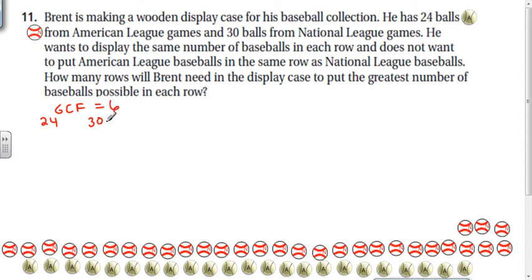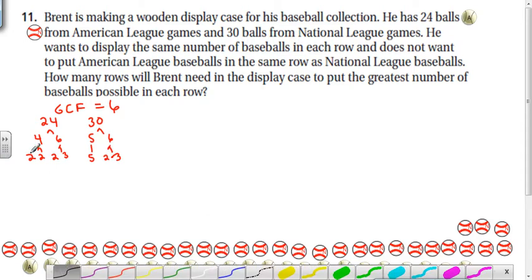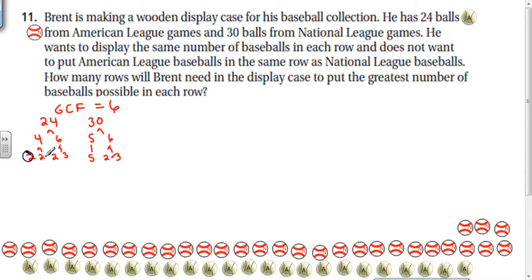Now, if you couldn't come up with that, you can do a factor tree. 24 is 4 times 6, 2 times 2, 2 times 3. 30 is 5 times 6. 5 is prime, and 6 is 2 times 3. So then you ask yourself, what do these numbers have in common? They have a 2 in common. They have a 3 in common. So 2 times 3 is how you get the 6. So that means I can put 6 balls in every row.